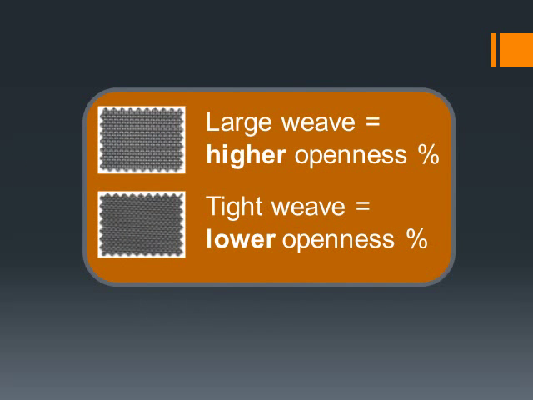Here's what the weave looks like. The larger weave on top represents a higher openness percentage. The tighter weave, shown on the bottom, represents a lower openness percentage.